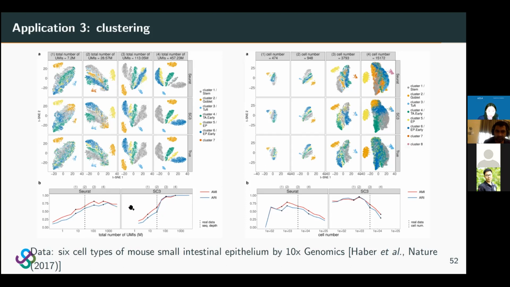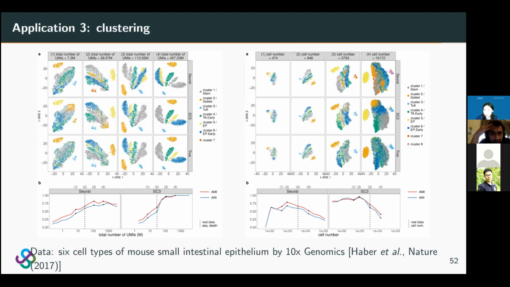And then between the 2 clustering methods, we see that SC3 is doing better when your sequencing depth is high. However, SURAT is more robust for low sequencing depth, because for some cases, SURAT can still output clusters, while SC3 just cannot output anything. So that's just the robustness evaluation. Okay, on the right-hand side, we fixed the sequencing depth, but changed the cell number. And we are actually showing the cluster result, SURAT, SC3, and true cell types.